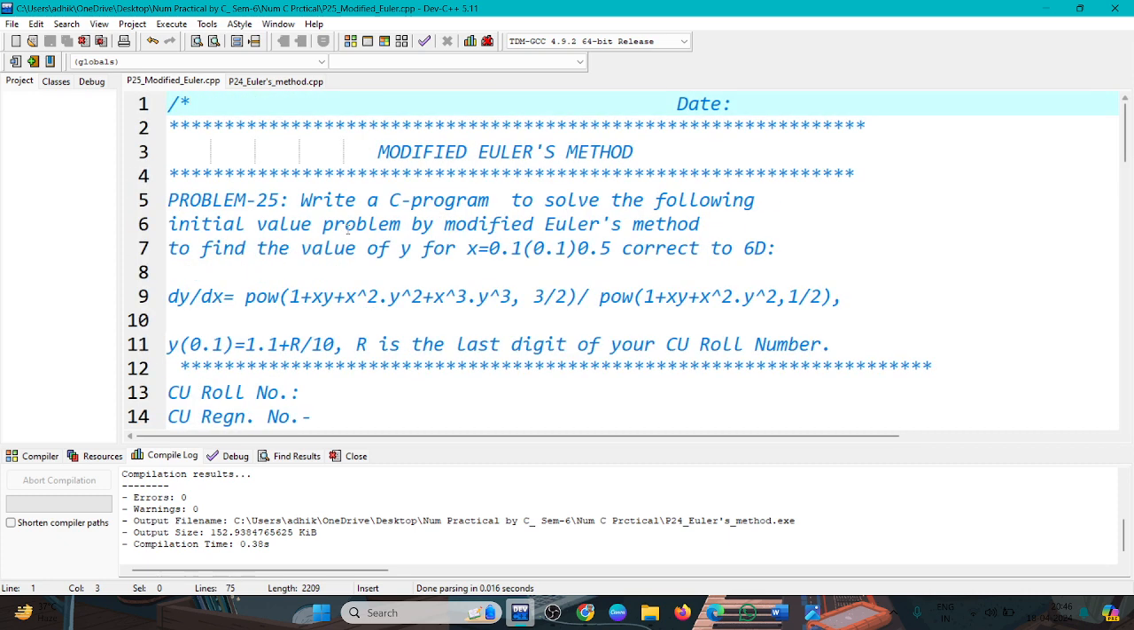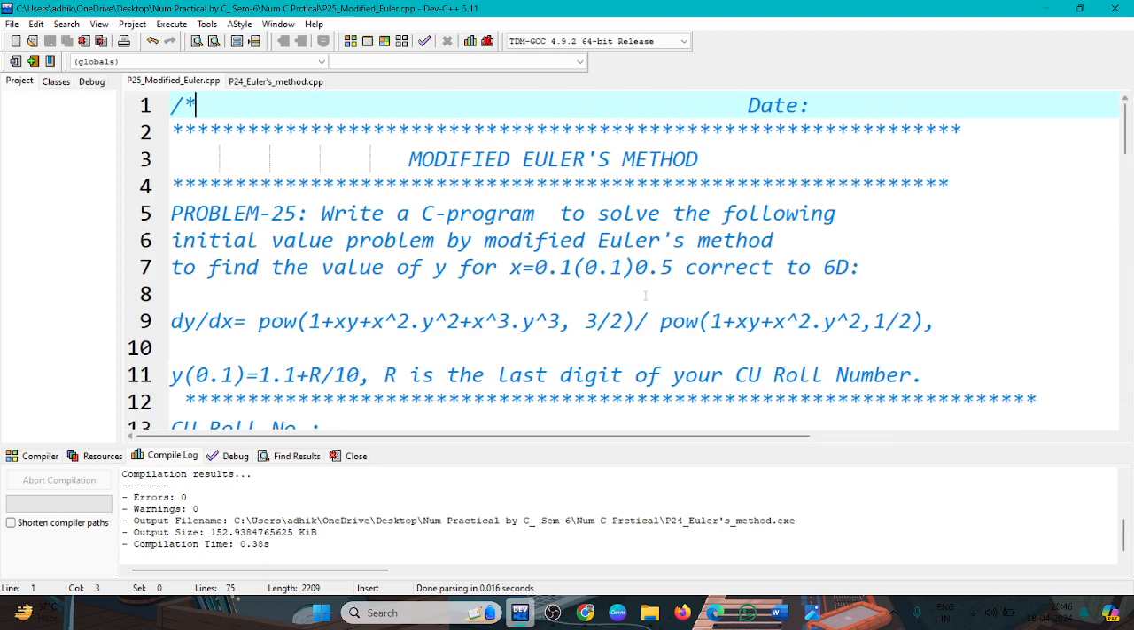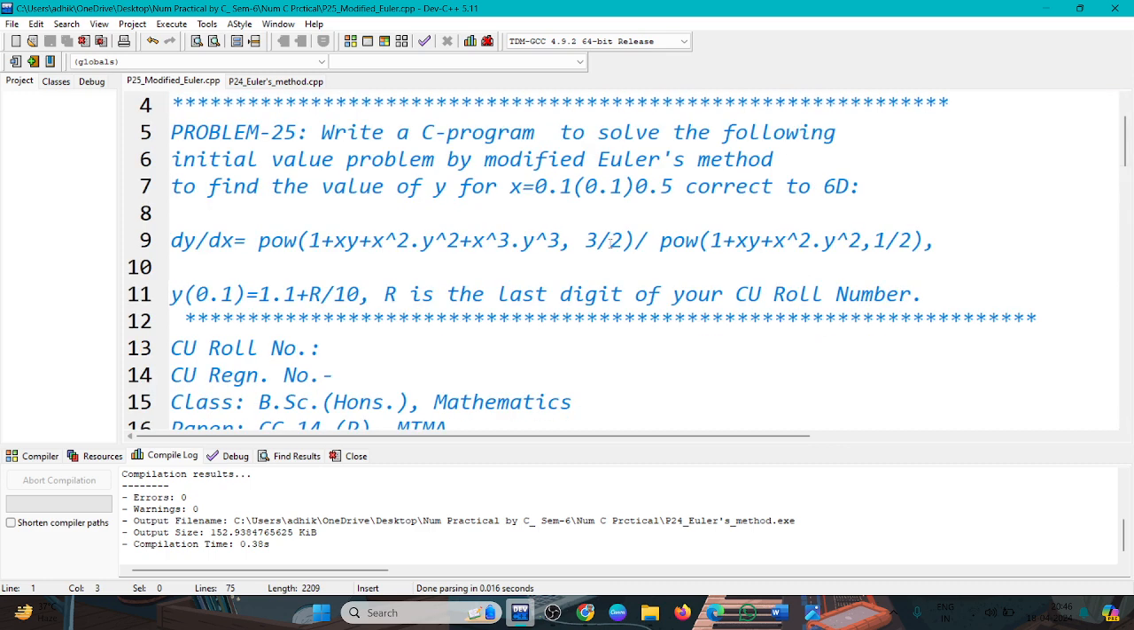Write a C program to solve the following initial value problem by modified Euler's method to find the value of y for x equal to 0.1 up to 0.5, increment 0.1, correct to 6 decimal places, where dy/dx equals f(x,y), which is (1 + xy + x²y² + x³y³)^(3/2) divided by (1 + x²y²)^(1/2), and y(0.1) equals 1.1 plus r by 10. R is the last digit of your C roll number.